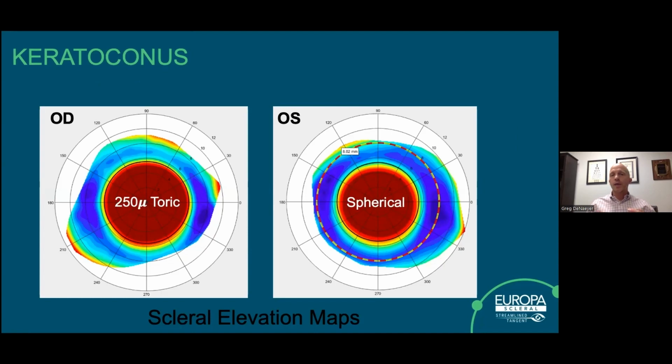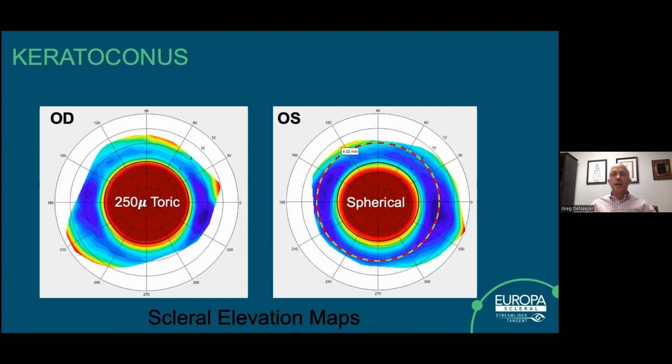When we look at elevation maps, the blue colors, or the cooler colors, represent areas of increased sagittal height or steepness, and the warmer colors represent areas where it's a little bit flatter. So this patient really has an against-the-rule scleral toricity for her right sclera. We can actually measure the amount of scleral toricity using the software, and it measures out at 250 microns.